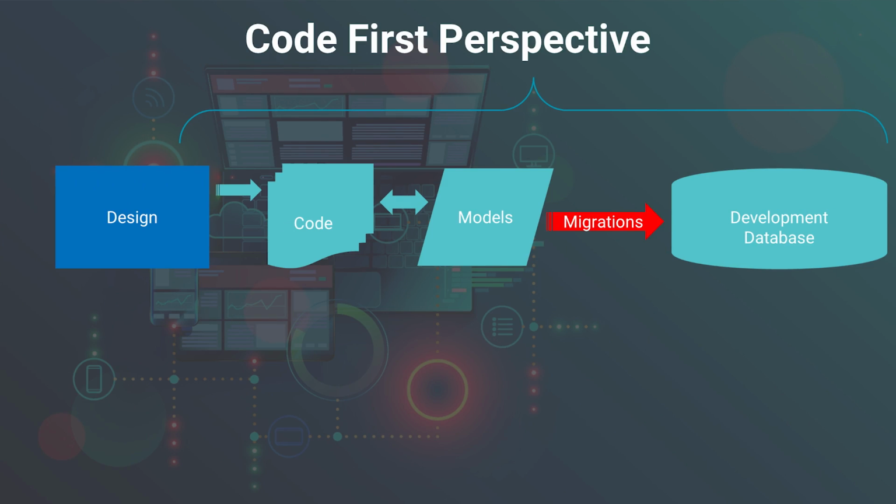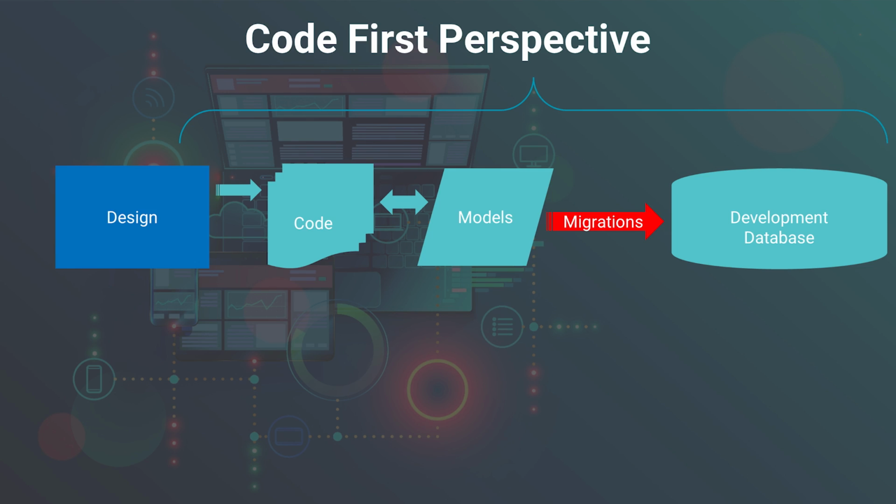We have a design phase, and then we create our code. That code exposes models, our constructs for holding content, and those models we then use migrations to deploy into our development database. Now, later on, when we're looking at applying our migrations in a subsequent video, we'll show you how we'd actually take those and apply them to production via scripts and not this live migration mechanism.